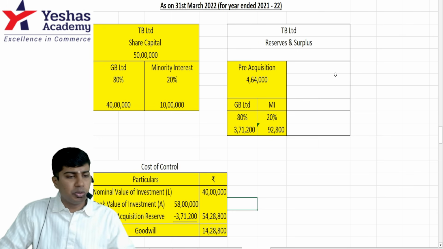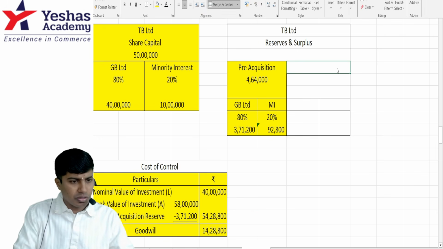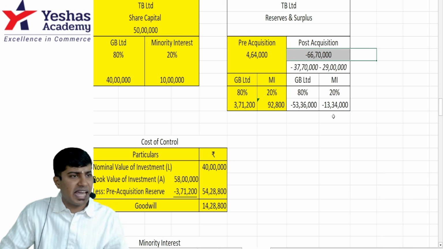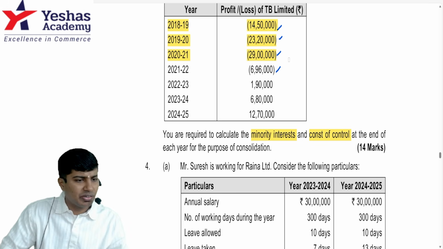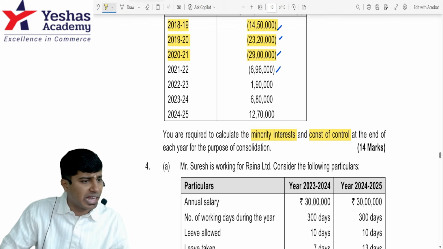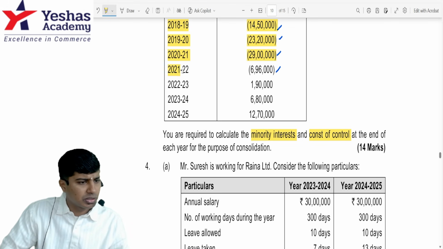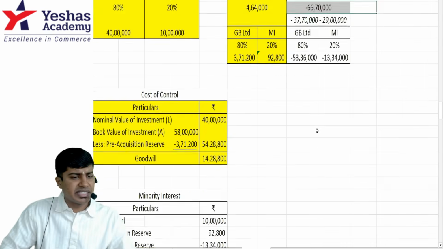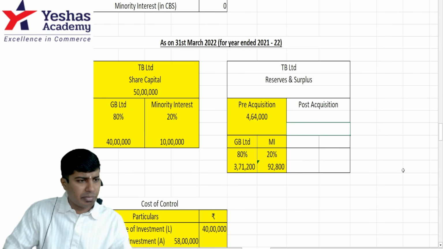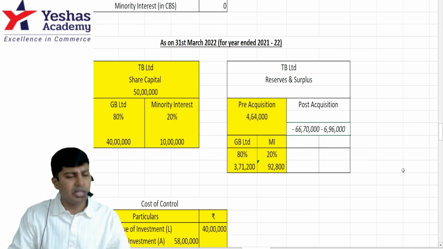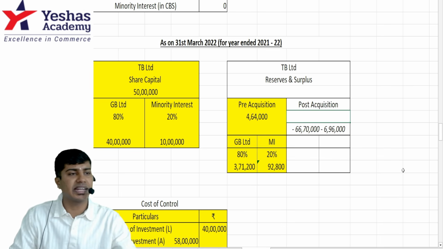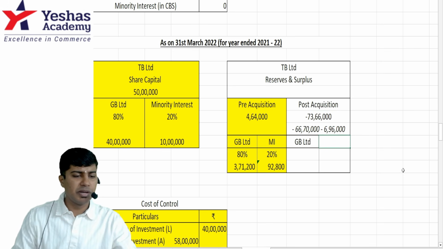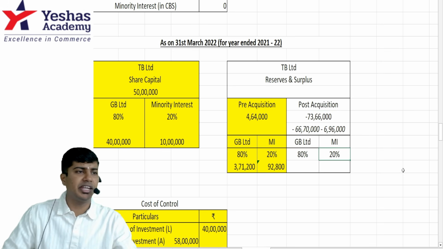What will change? Post-acquisition reserve. Post-acquisition reserve was how much previously? Minus 66 lakh 70. Now add 29 lakh more loss. Oh no, 6 lakh 96,000 more loss. Okay, can I say 66 lakh 70 minus 6 lakh 96,000? What do we get? 73 lakh 66 to be split between holding and minority in 80-20.